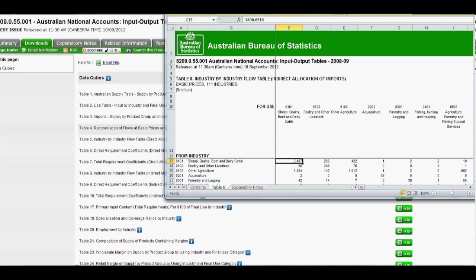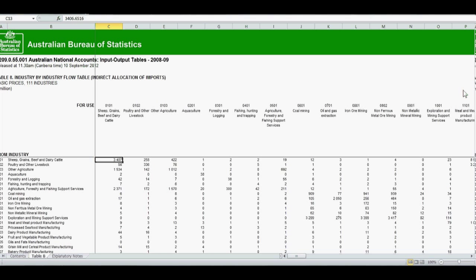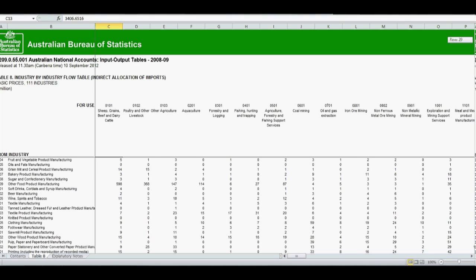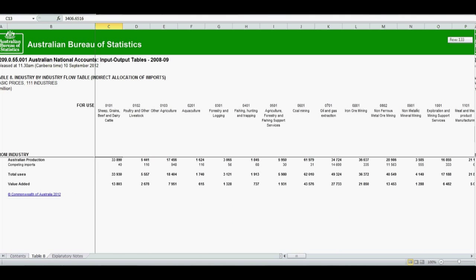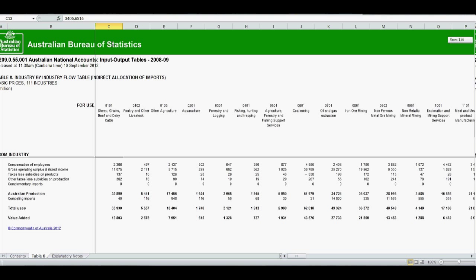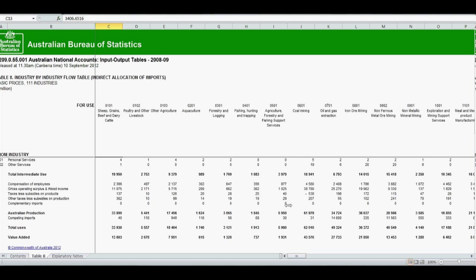Now, the structure of this table is basically exactly the same as what you'll find in REMPLAN. Certainly, the order of the industry sectors is the same. And scrolling right down the bottom, see total intermediate use. That's what we call local expenditure, compensation of employees, wages and salaries.